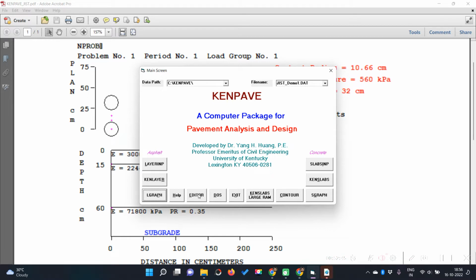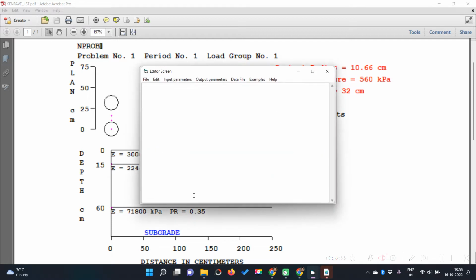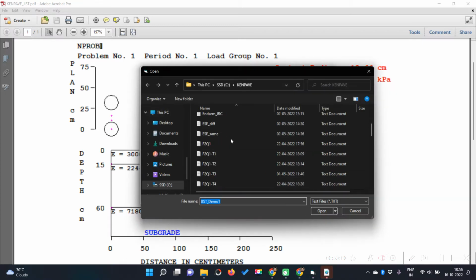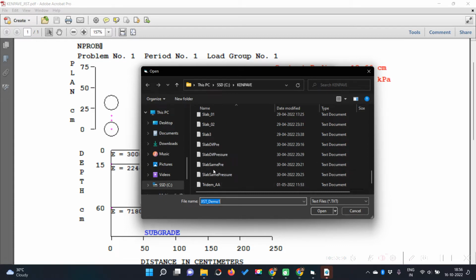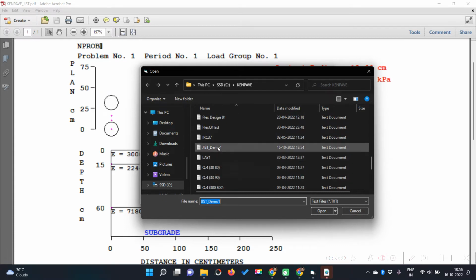Now we need to know the strain values, right? Ultimately, we are doing all these things to know the strain, tensile strain and vertical strain. So in order to know that, you can click on editor and simply go to file, open, and directly you can browse your folder if it is not opening. Then what name did I give? JST demo one, right? Okay. So are you able to look at your file? Yes, sir. Okay. So simply open this text file.